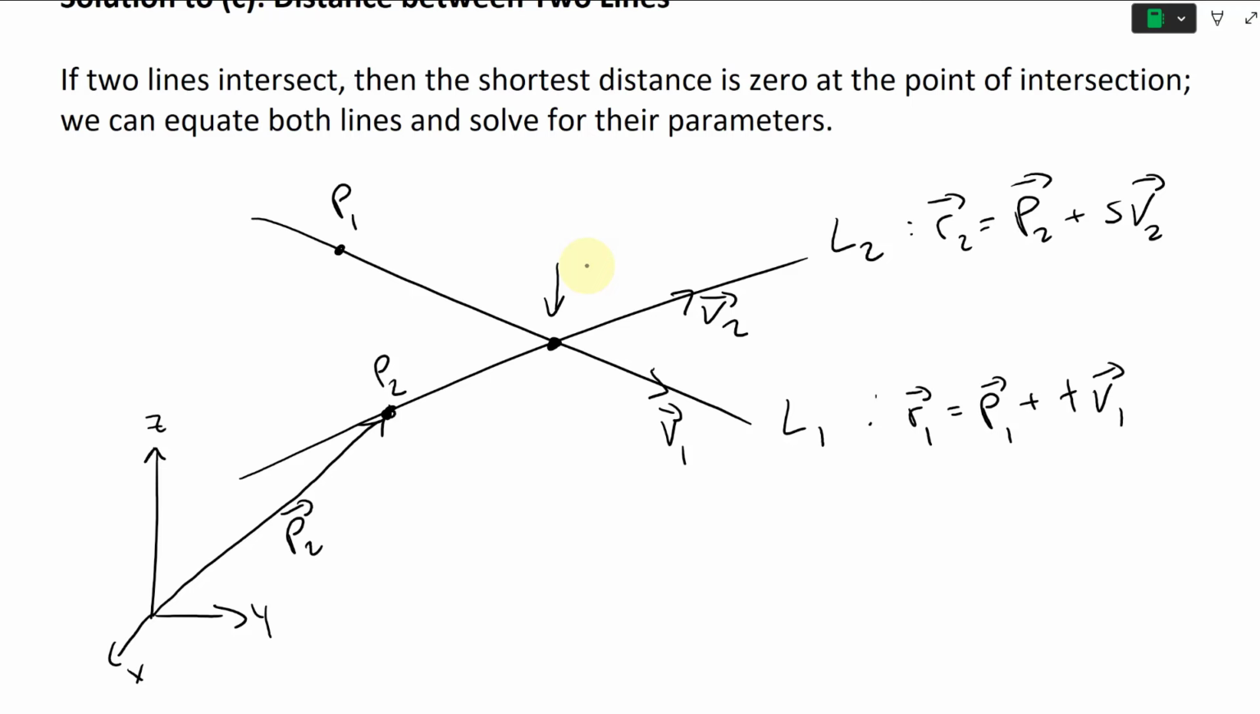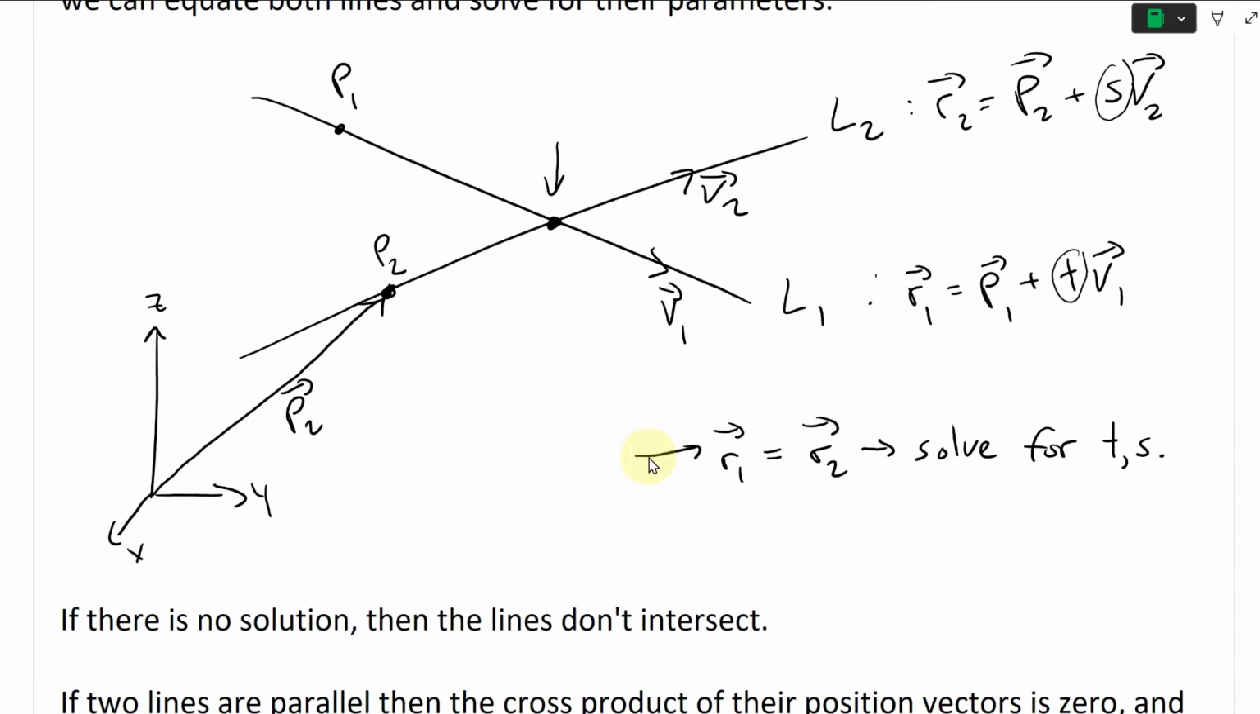And then this one, we just equate them and then solve for S and T such that we have the exact same point. So you set those equal to it. So we go R1 vector equals R2 vector. Solve for T and S, and then once we do that, we plug that in, and if we can solve it, the distance is 0. So going further, if there's no solution, then the lines don't intersect.